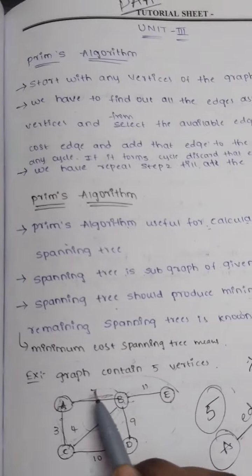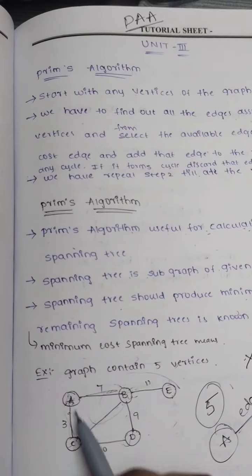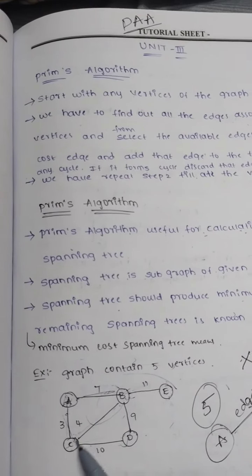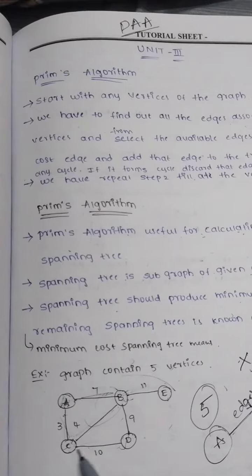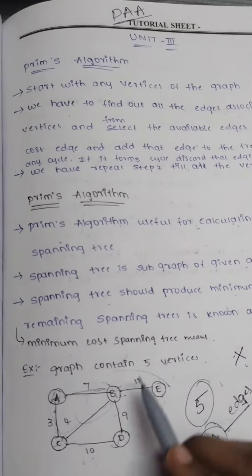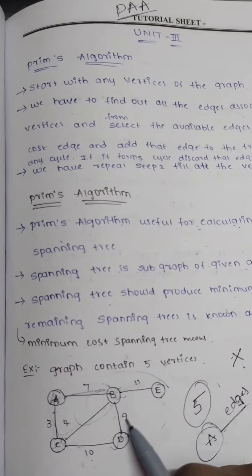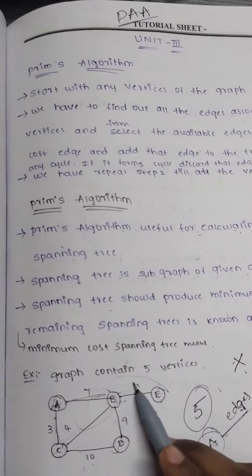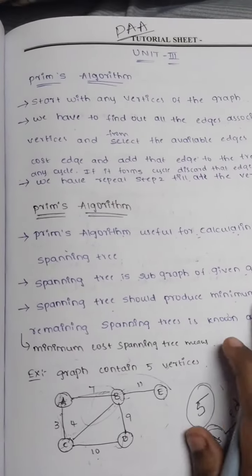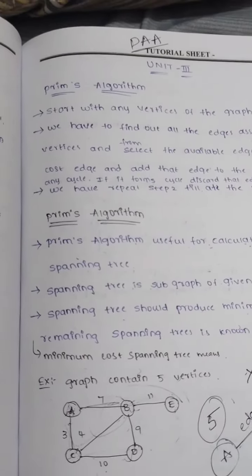From A to B the cost is 7. A to C the cost is 3, C to B the cost is 4, C to D the cost is 10, B to D the cost is 9, and B to E the cost is 11. So we have to find the minimum cost for the spanning tree. Okay.